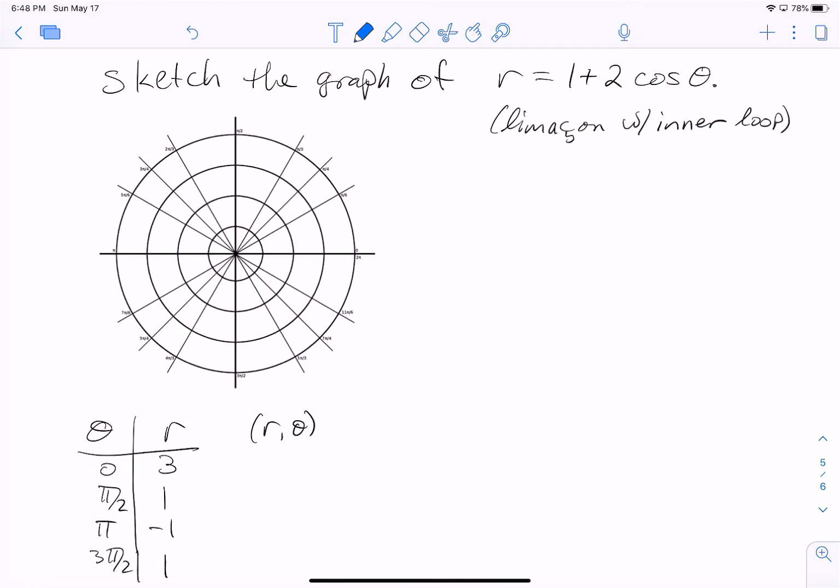0, 3 is on the polar axis at a radius of 3 units out from the pole. Pi over 2, 1 is on the vertical axis on a circle of radius 1. Pi, negative 1 would be on what we would call the negative x-axis, the angle theta equals pi, but the radius is negative 1. And so instead of plotting it at 1, we jump over the pole and it ends up on the positive side of the polar axis. And then finally 3 pi over 2 gives us a radius of 1. And then we do our best to connect these using a nice curve.